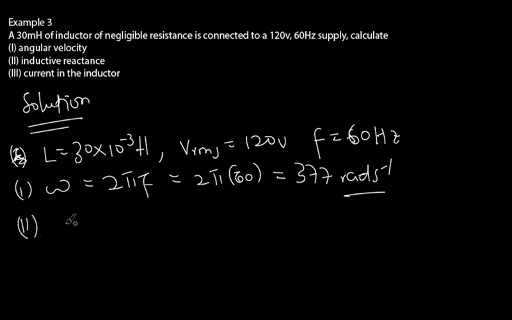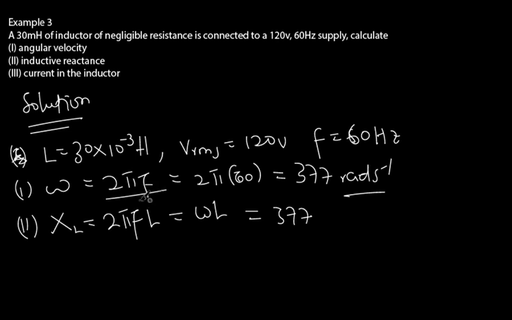Now the second part of the question is telling us to find the inductive reactance, which is XL, and this is 2 pi fL. Now can you see that we have the 2 pi f already over here? So we can say this is equal to angular velocity times L, which is equal to 377, the 2 pi f that we've already calculated, times the inductance, which is 30 times 10 raised to the power minus 3 over here. And so if we input this into the calculator, we are going to get 11.31 ohms as our inductive reactance.